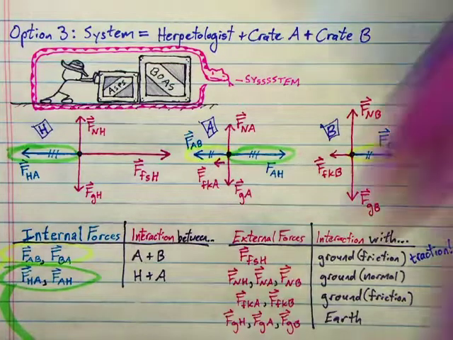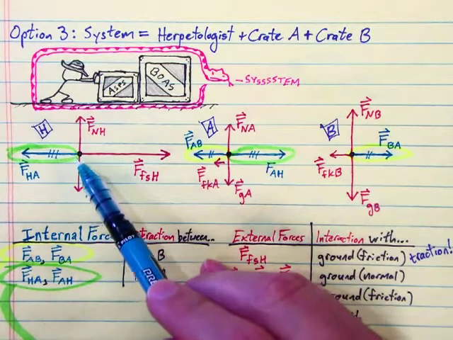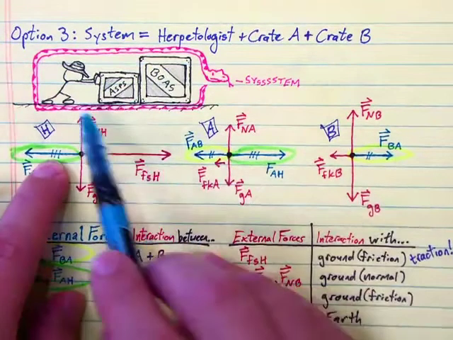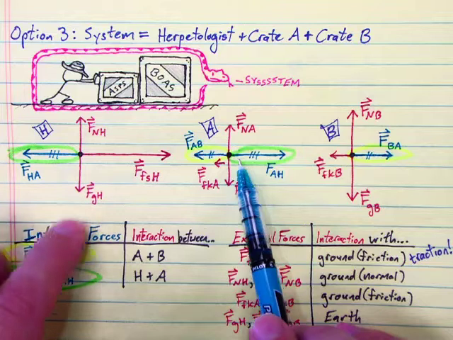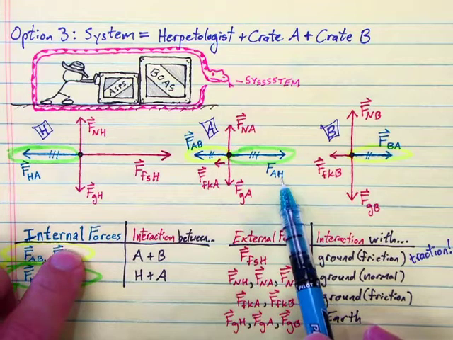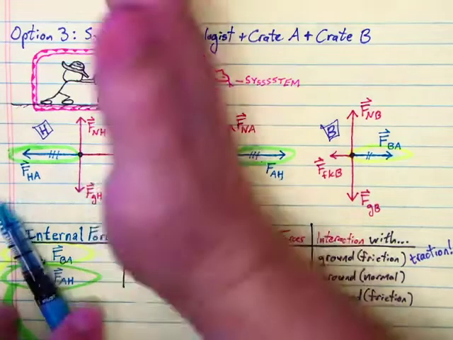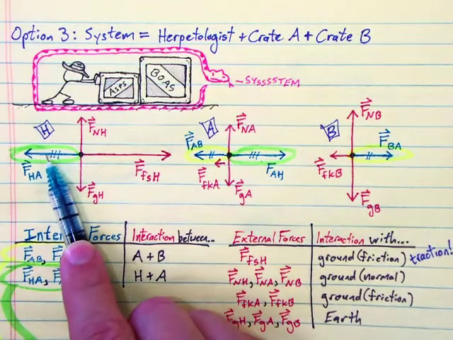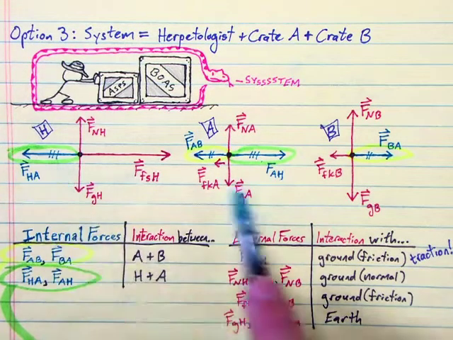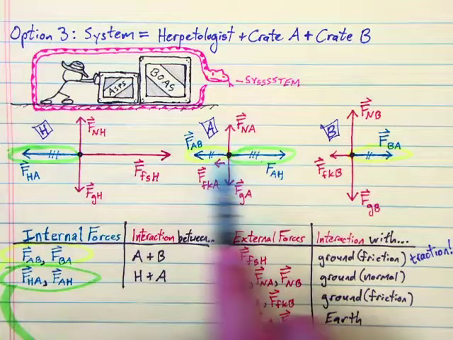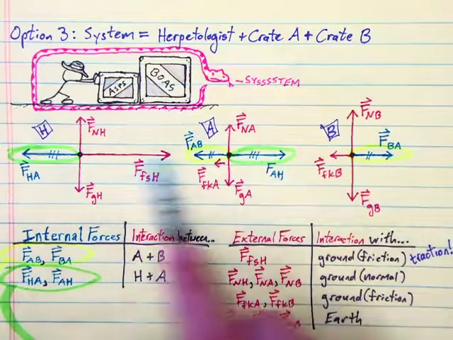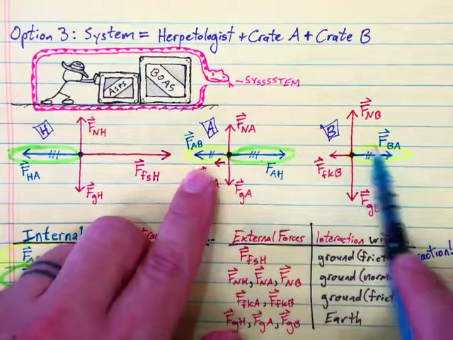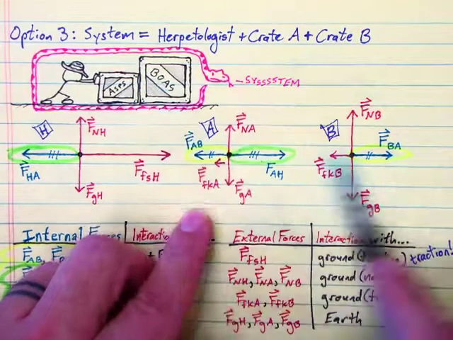So we look, starting here with the herpetologist, do we have any forces on the herpetologist due to other things inside the system? Yes. Since the herpetologist is pushing on the crate of asps, the force on the asps due to the herpetologist, there is an equal and opposite force from the crate A pushing backwards on the herpetologist right there. That's the force the herpetologist feels pushing back. So equal and opposite Newton's third law pair of forces right there. That's an internal pair. Just as before, here is that internal pair of forces between B and A.